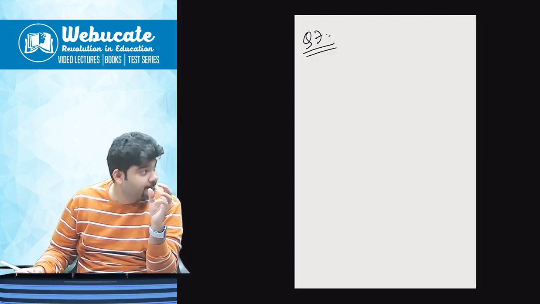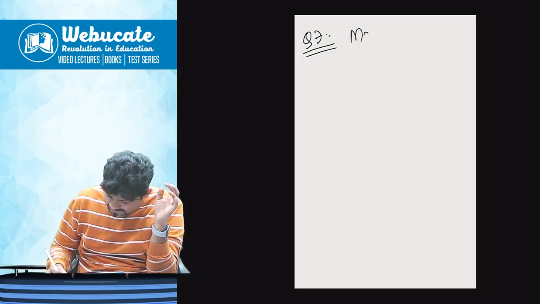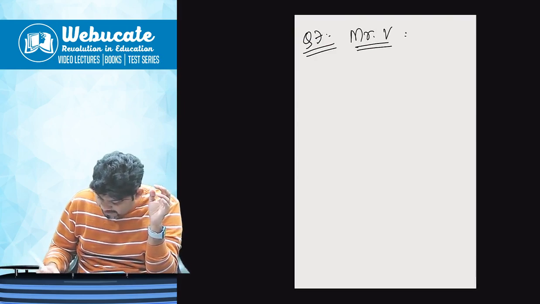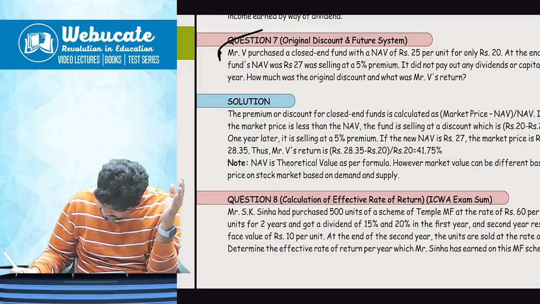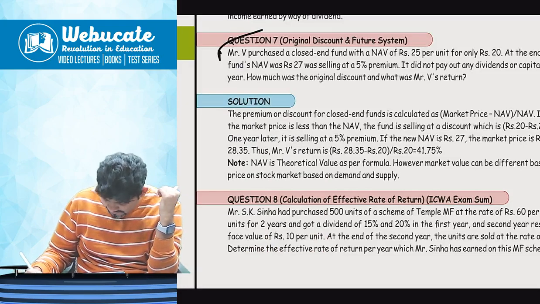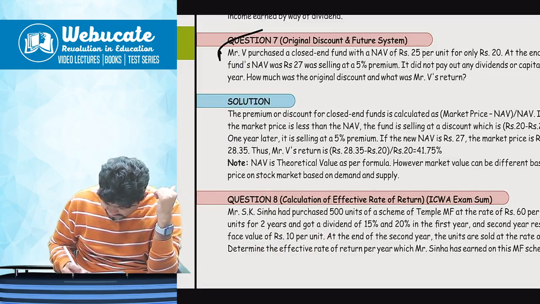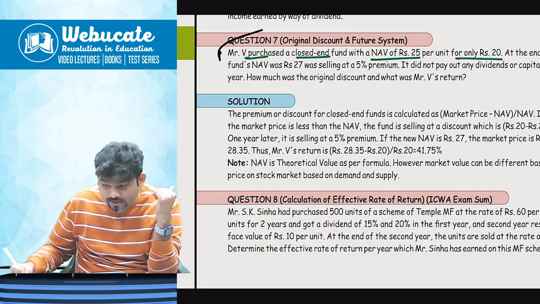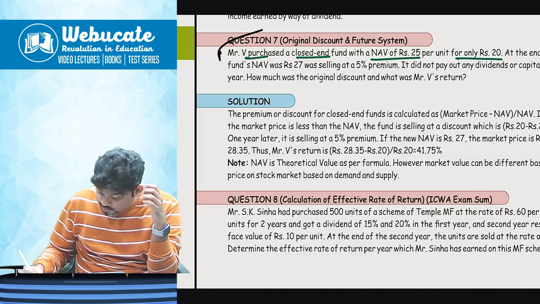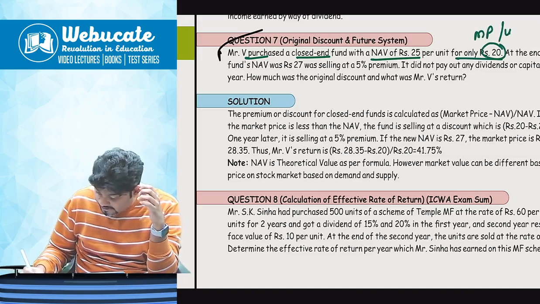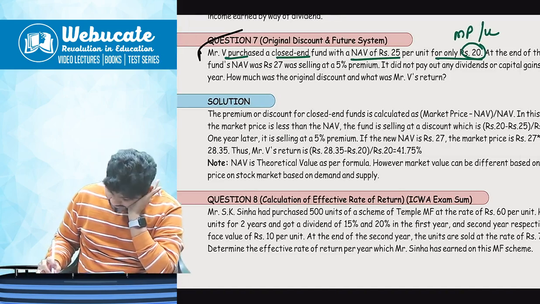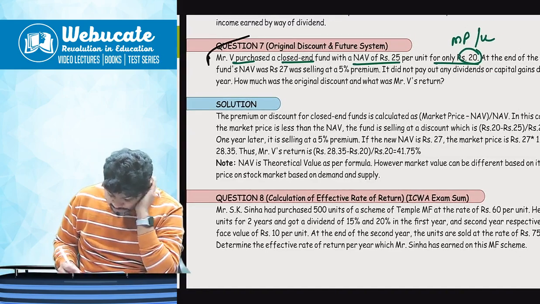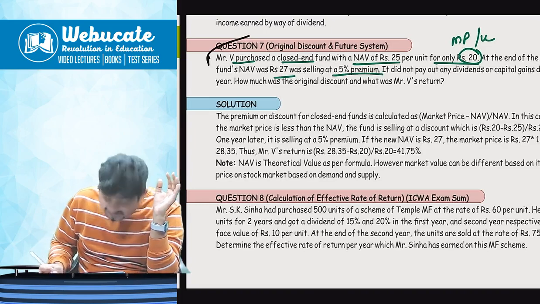Mr. V is the name of the question. Ideally, I wanted you to solve this as a homework. It's okay. Even I can do it. Mr. V purchased a closed-ended fund with a NAV of 25 per unit for only rupees 20. What is this 20? Correct. It is the market price per unit. At the end of the year, the fund's NAV was 27, but was selling at 5% premium.